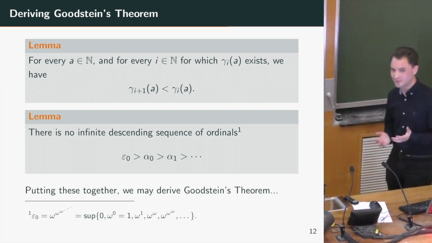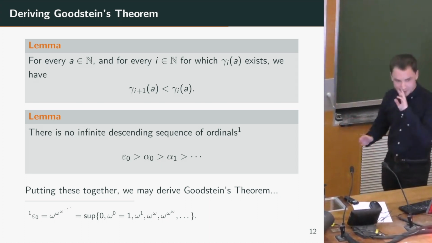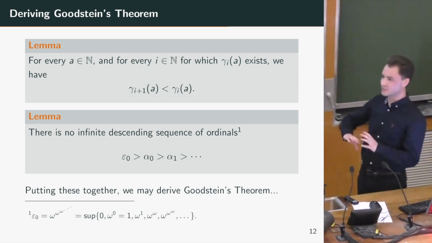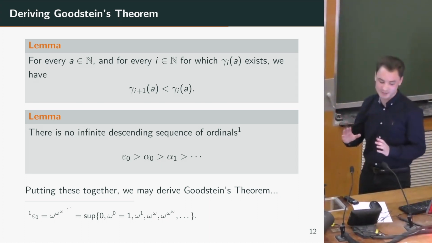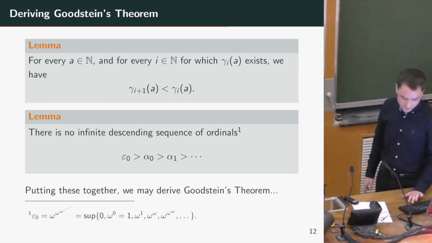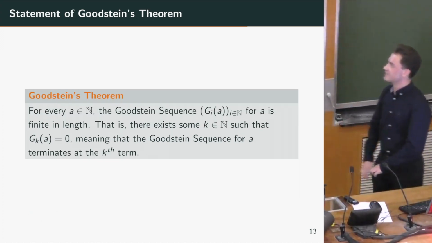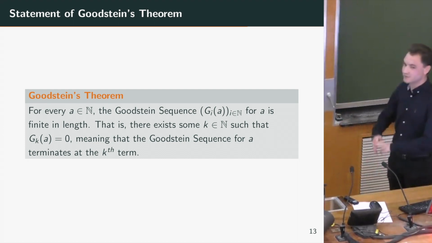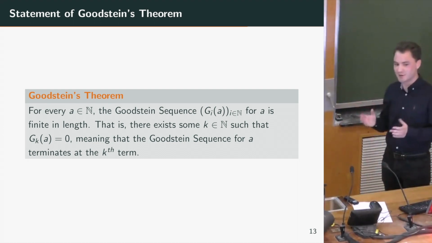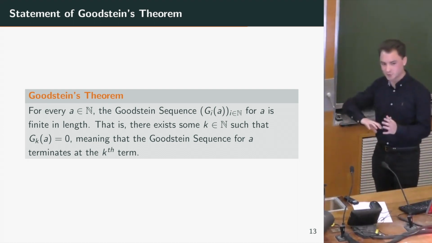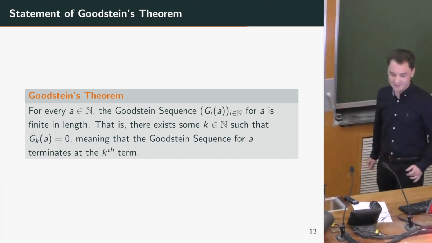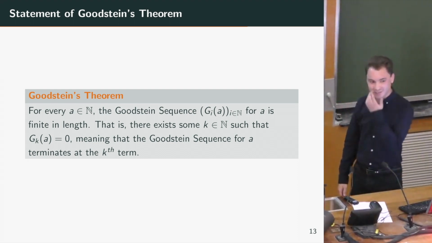And we've now got all the building blocks which allow us to relate this to Goodstein sequences. We saw that the gamma sequence is always greater than or equal to Goodstein sequences. And so using these facts, we can derive Goodstein's theorem, which says that every Goodstein sequence is finite in length. It reaches 0 at some point. And this is quite a surprising result.